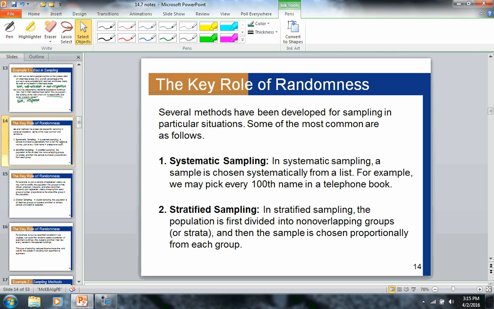Systematic sampling is where a sample is chosen systematically from a list. Like you make a random list and you choose every 100th person or every 5th person. A stratified sample is where the population is first divided into non-overlapping groups, and then the sample is chosen proportionally from each group. So you might have different amounts of people in each group, so you're going to take the same proportion of people for the sample that you have for the entire group.